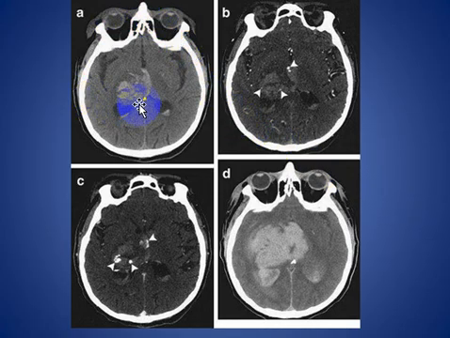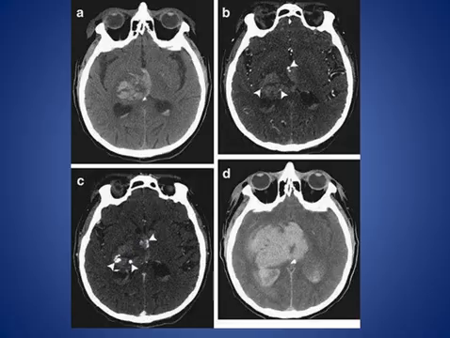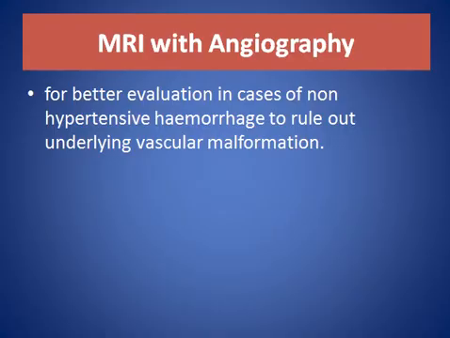Here, this patient has an intracerebral hematoma in the thalamic region extending to the ventricular system, occipital horn. With CT angiogram, the patient has extravasation of blood indicating active bleeding. MRI with angiogram is for better evaluation of non-hypertensive hemorrhage to rule out underlying vascular malformation.